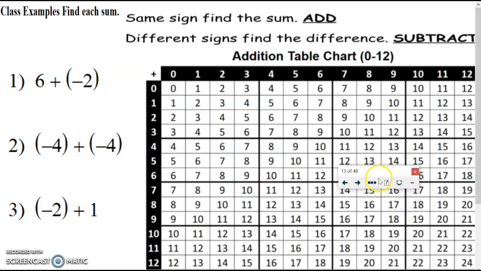Today we're going to talk about adding integers. What I want you to know from today's lesson is how to add integers. Sometimes you find the sum where you add them, and sometimes you find the difference when you subtract them. And you've got to know when to do which one.